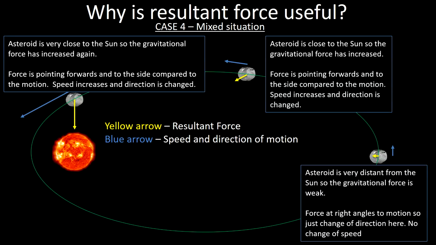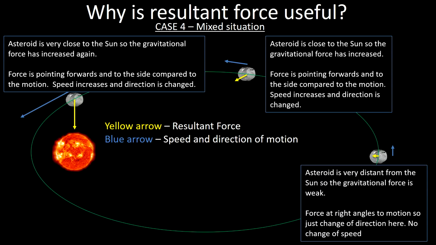Still, speed is increasing, because although they're almost at right angles, the blue arrow is at least still pointing in the same direction as the yellow arrow in terms of speeding it up. But it's mostly to the side now, so there'll be much more of a direction change. And you can see that because the green line is curving more steeply. There's a big direction change happening in the path of the asteroid here.